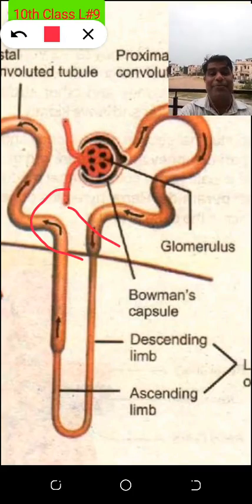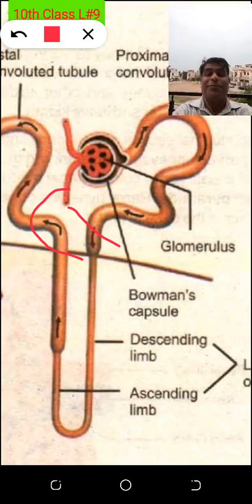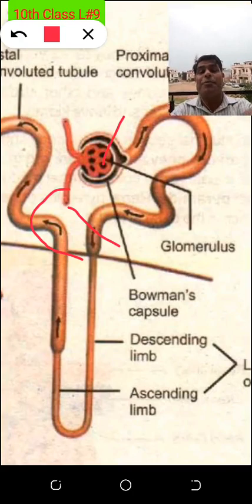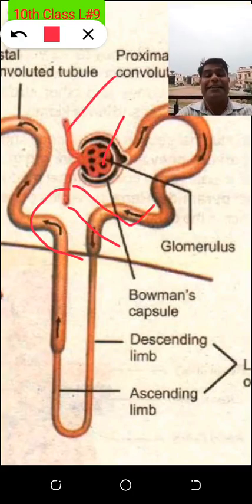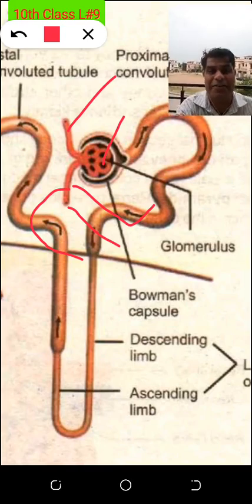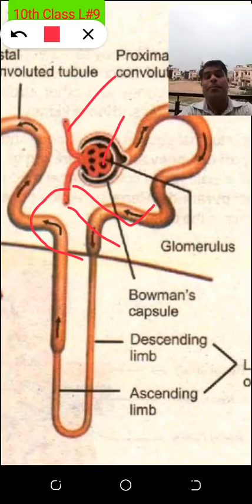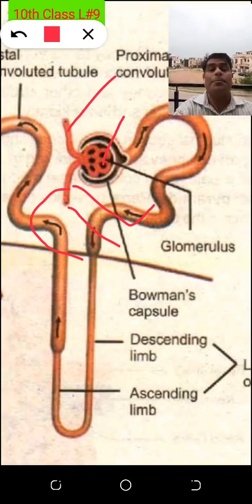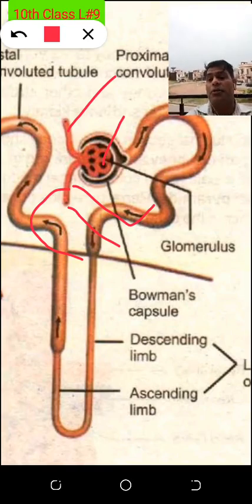This is not the glomerulus. The glomerulus is this one, and after this one is another. They did not draw those capillaries. I am highlighting that capillary. Those capillaries are the peritubular capillary. If you have the copy, note down: peritubular.